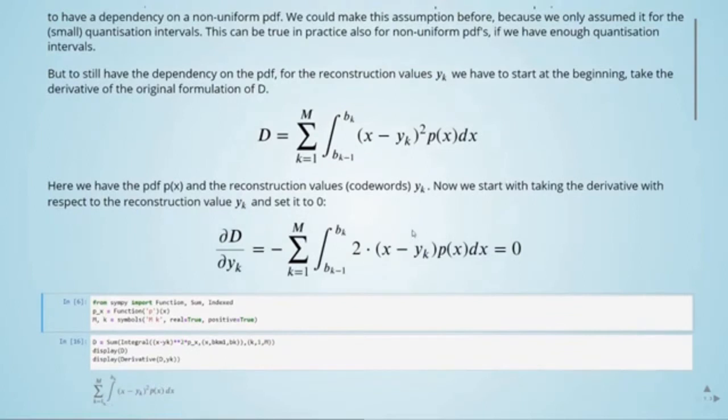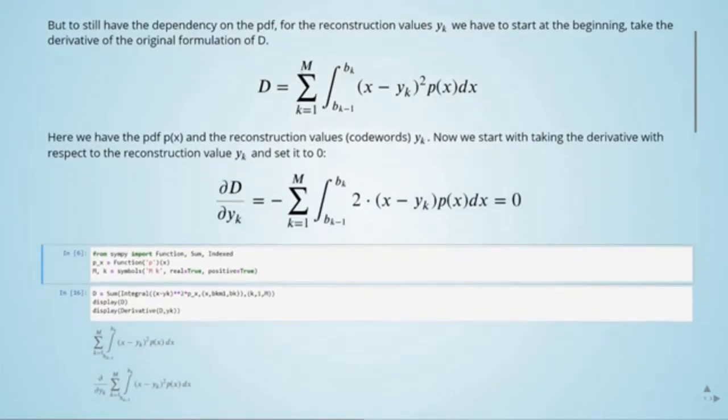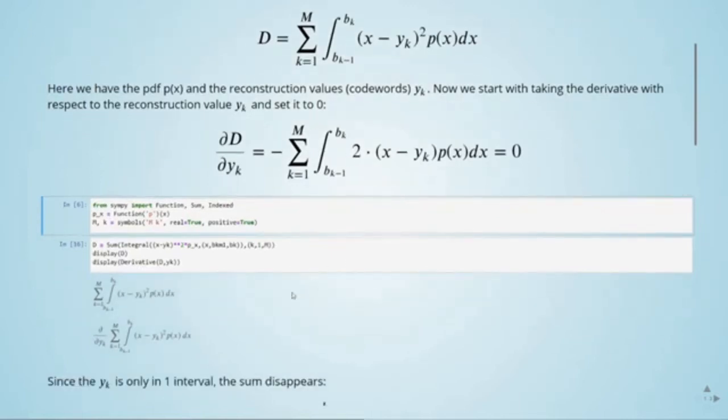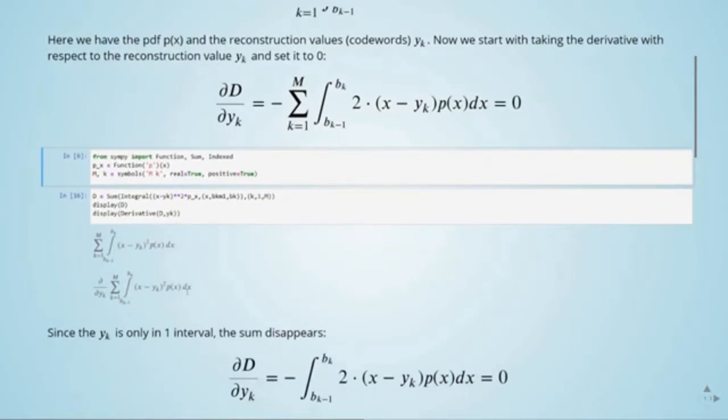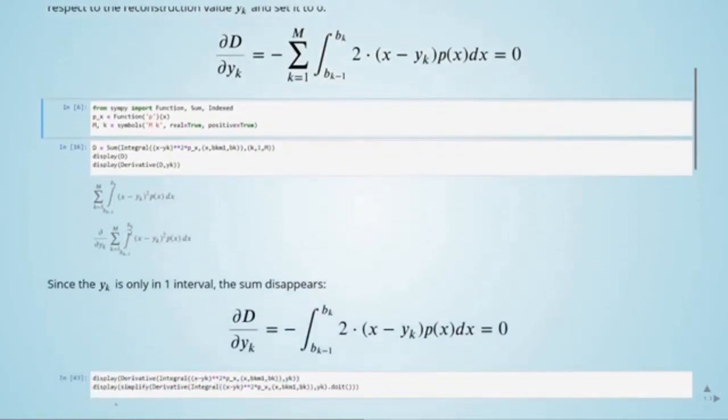So this is what we are doing here. From here we go to here. We'll take the derivative with respect to y of k and set it to 0. We have also used SymPy here. But since the y of k is only in one interval, this sum disappears, so we can remove the sum.